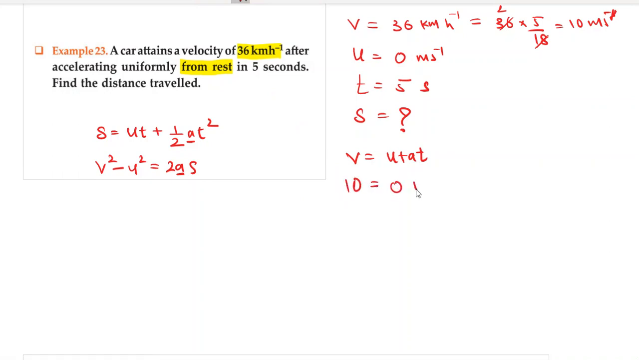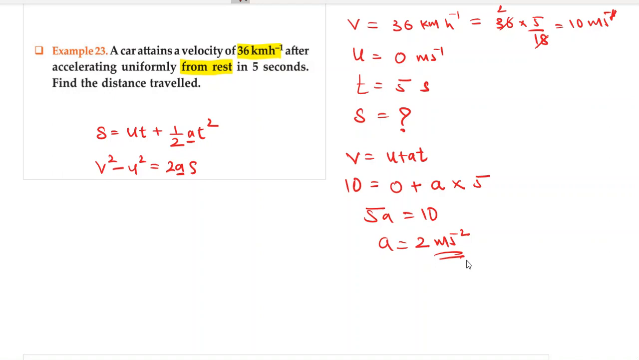What is u? 0. What is acceleration, a? We don't know. What is t? 5. So 5a is equal to 10. So a is equal to 2 meter per second square. This is the acceleration.